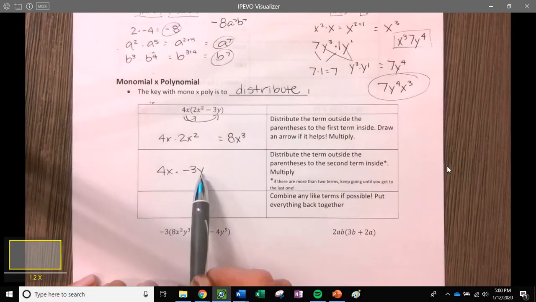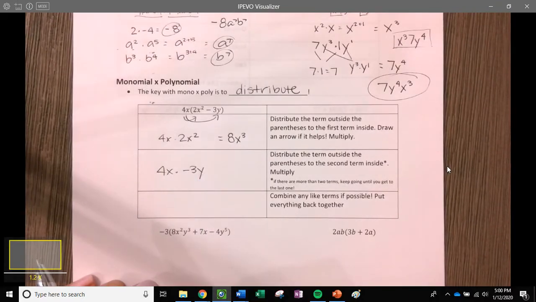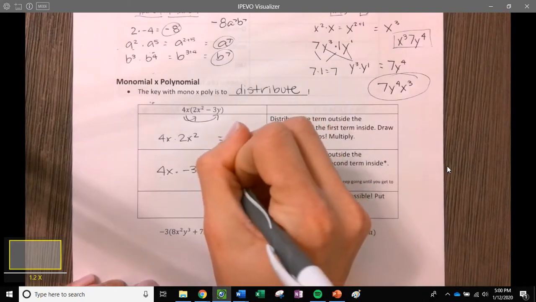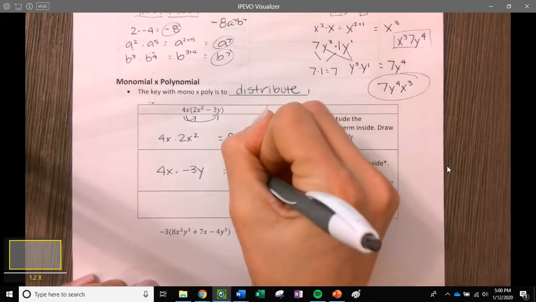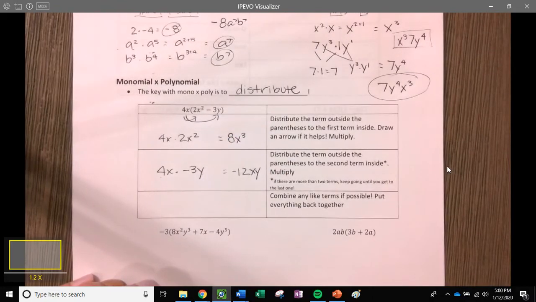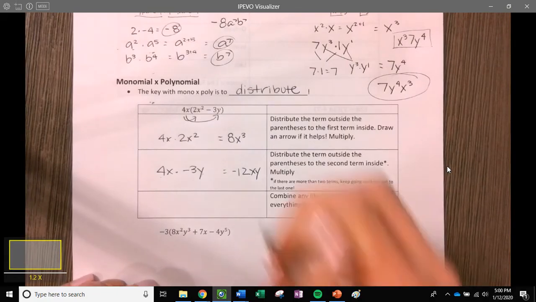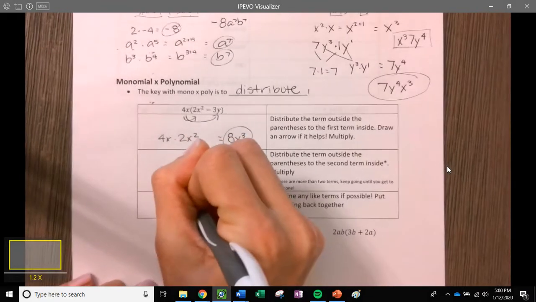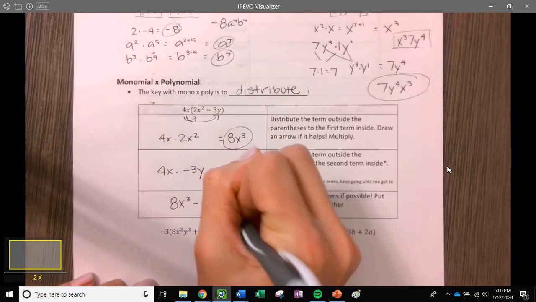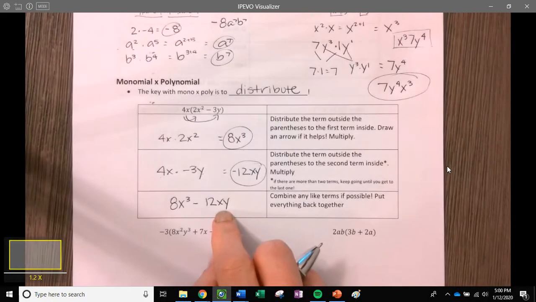Now, does it matter that we don't have the same variable here? Absolutely not, because this is multiplication and we can mash anything together that we want to. Isn't that fun? 4 times negative 3 is going to give me negative 12, and x times y is going to give me xy. Kind of silly. All right, so now we're going to combine these things back together, and we get 8x cubed minus 12xy. We can do no combining of any like terms here because there are not any like terms. We'll see that later. But for the time being, this is as far as we can go.